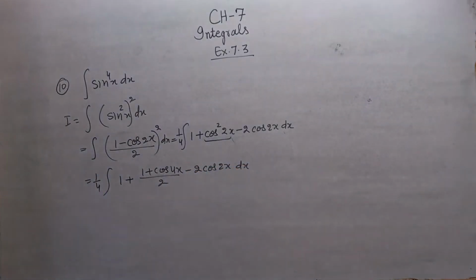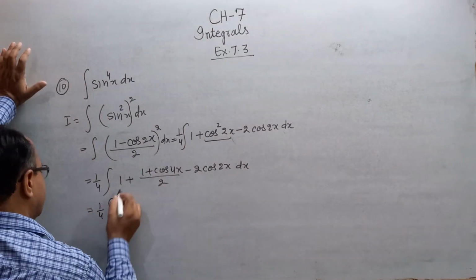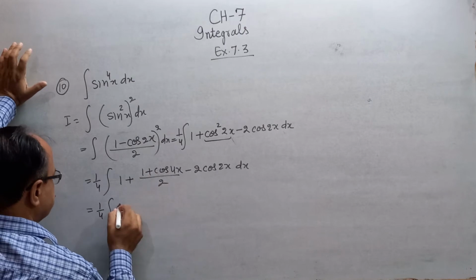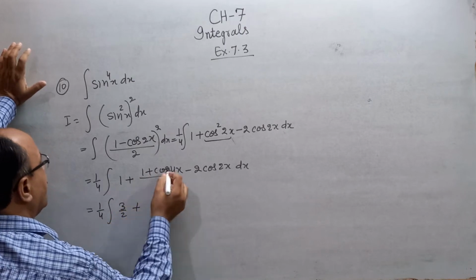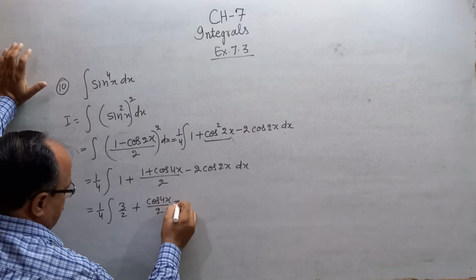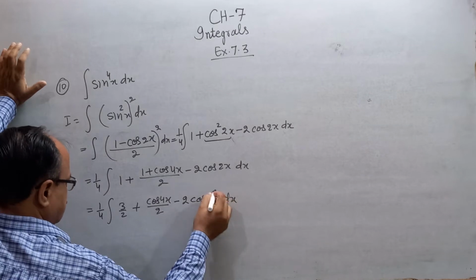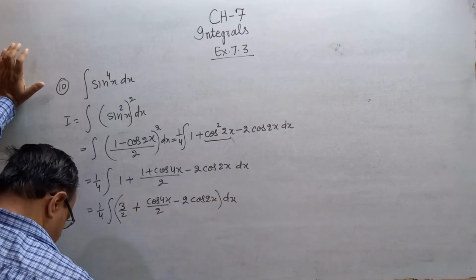Now you can write separately. So the 1 plus 1 by 2, that is 3 by 2, and cos 4x by 2 minus 2 cos 2x. Clear? Further you can solve.